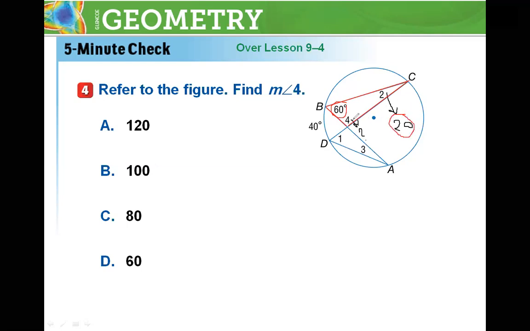So 80, and the remainder is 100. Angle 4 becomes what? 40. How? You have 180. This is 60 and this is 20. 100. You have 100 here. 100 plus 60 equals 160, plus 20 equals 180. So the answer is 100.